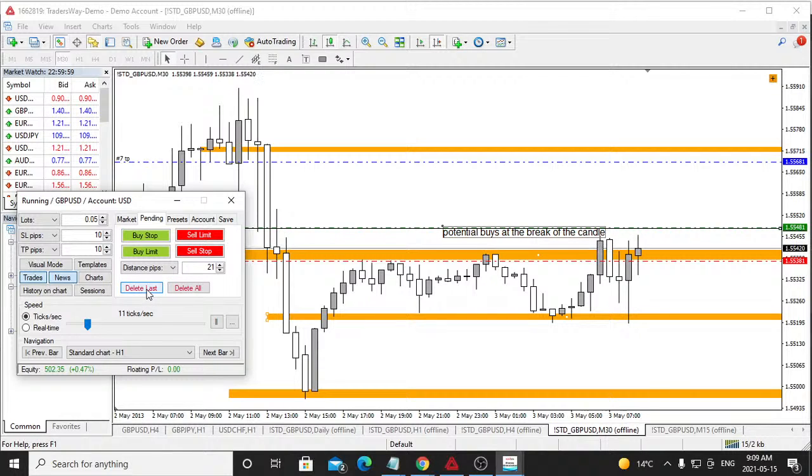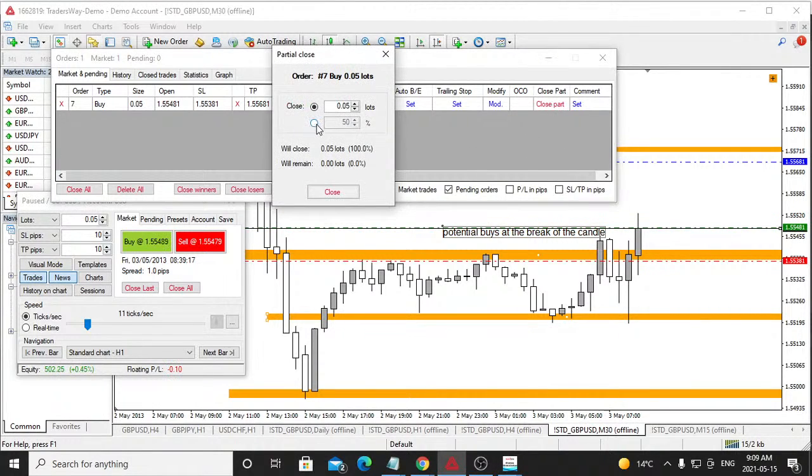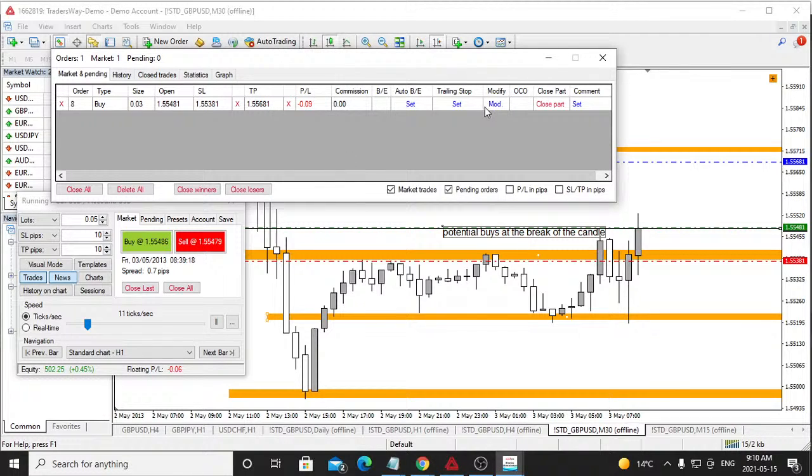Okay, so right here, let's see what happens. It's kind of struggling. Usually it's supposed to just blow through it. Okay, there it is. It's activated. And right here it comes back to my entry point. I'm going to go to my trades. I want to close 50% of this, close partial, as it comes back to my entry point. So I've closed half.